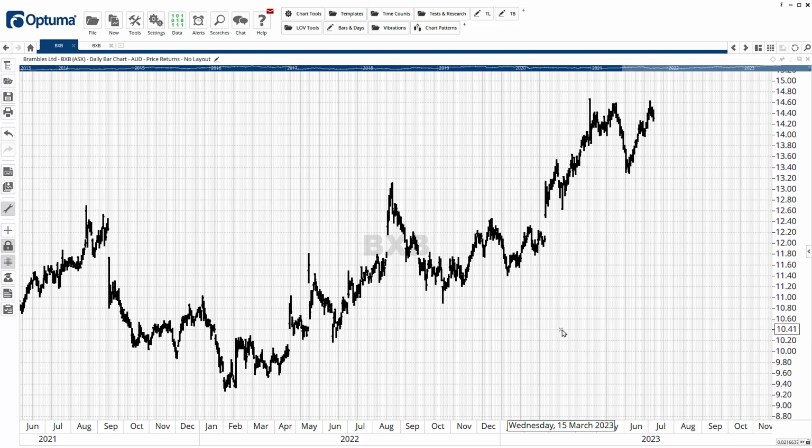Today we're looking at the Australian stock Brambles, the manufacturer of pallets, crates and containers for transporting goods. What we're going to see on the daily chart is an example of the Fibonacci series in time and also the Fibonacci series in price.